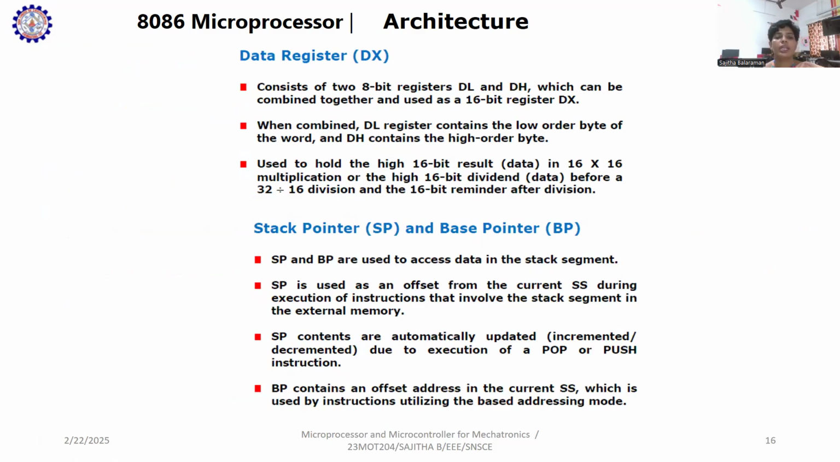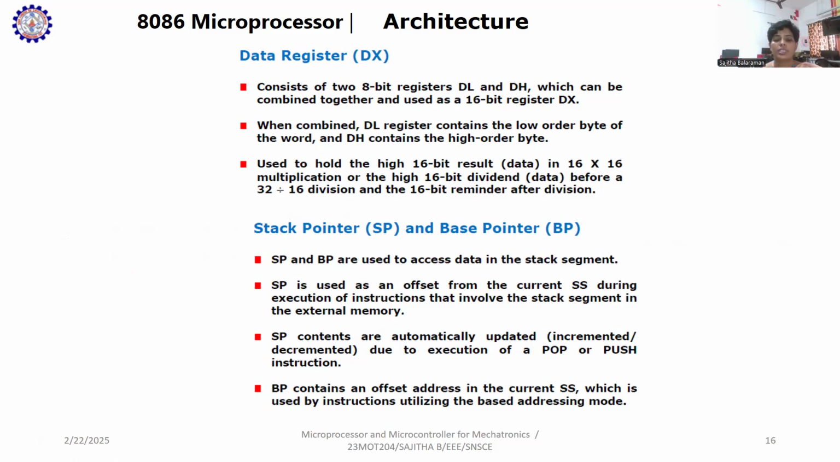Now moving to the data register DX. This consists of two 8-bit registers, DL and DH, which can be combined together and used as a 16-bit register, DX. Here, the DL register contains the lower order byte of the word, and the DH register contains the higher order byte of the word. It is used to hold the high 16-bit result data in 16 by 16 multiplication, or the high 16-bit dividend data before a 32 by 16 division, and the 16-bit remainder after the division.